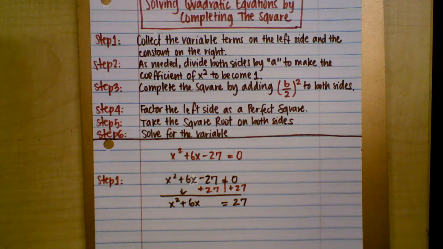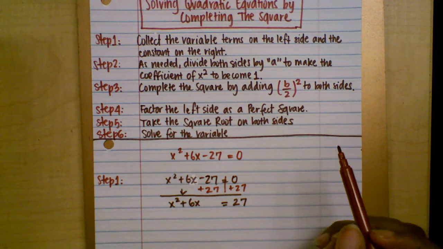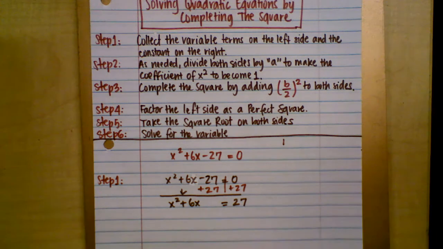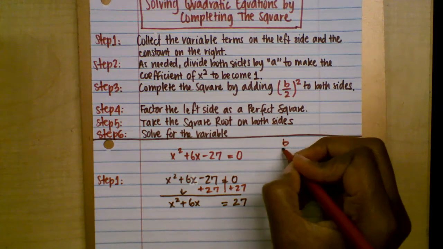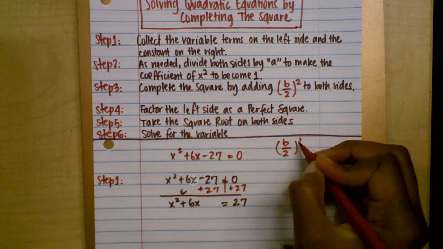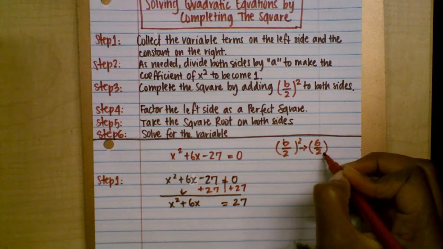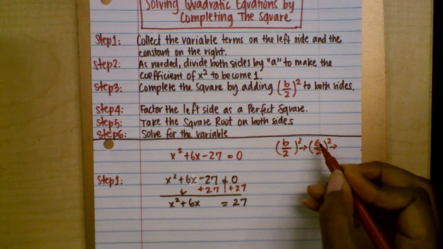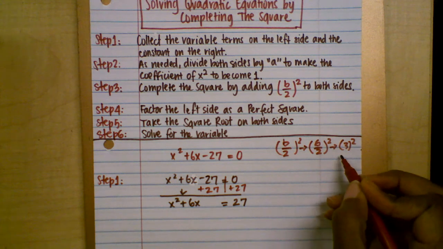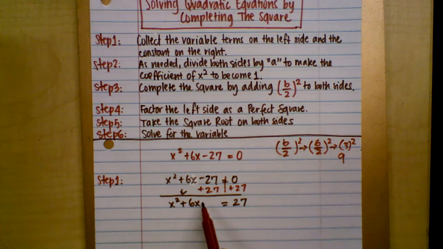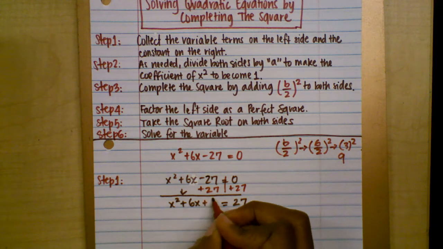So what would you do? The trick here is you want to take b, and b represents the number in front of x. So b here is 6. Then b over 2, everything squared: you divide 6 by 2 and square everything. 2 goes into 6 3 times, so the answer is going to be 9. So the number we are going to add to x squared plus 6x is 9.